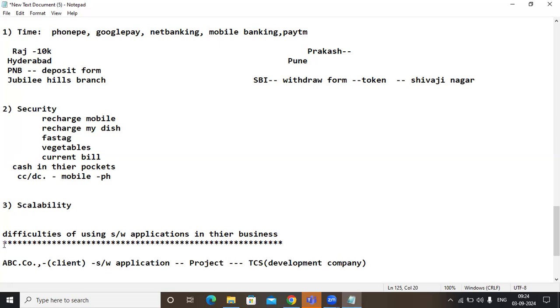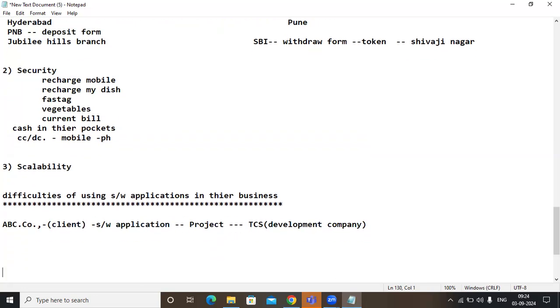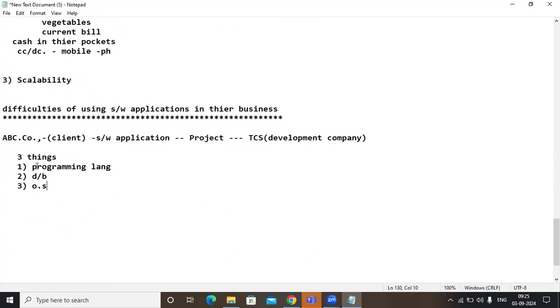So TCS needs to develop the application as per the client's requirement. Yes or no? If TCS wants to develop the application as per the client's requirement, TCS needs minimum three things. One is a programming language, a database, and an operating system. Understand, all of you? Programming language, database, and operating system. Without a programming language, database, and operating system, it is not possible to develop an application for any company or any business. Point clear?